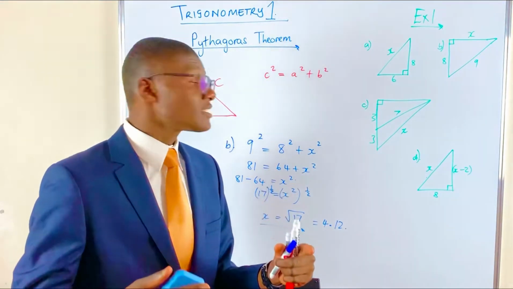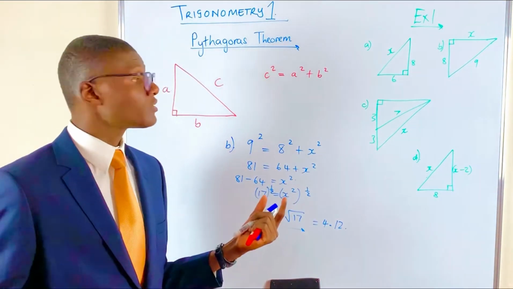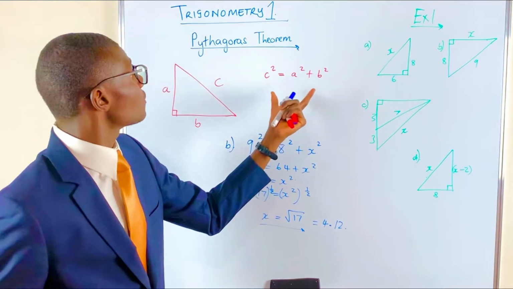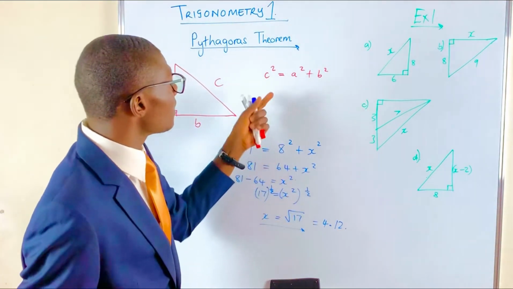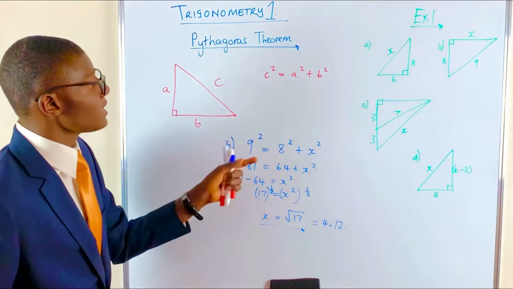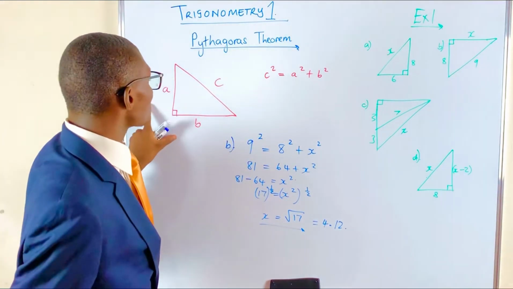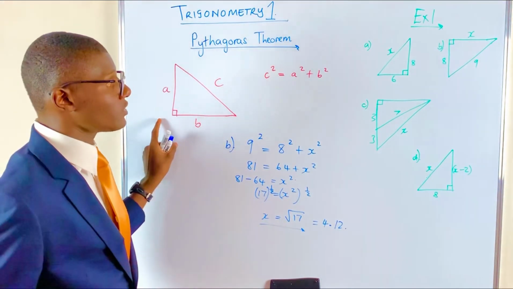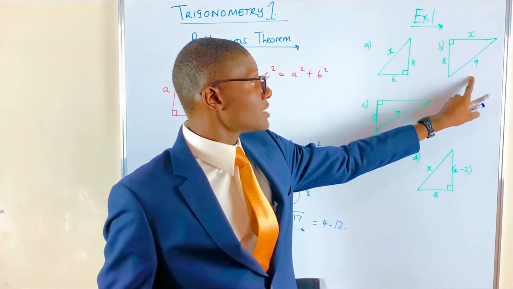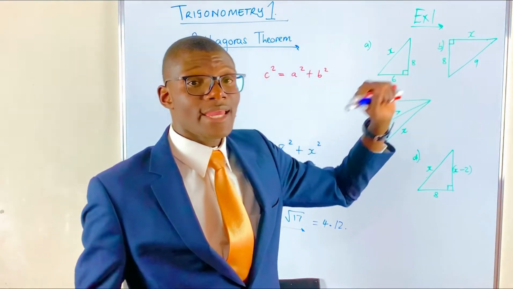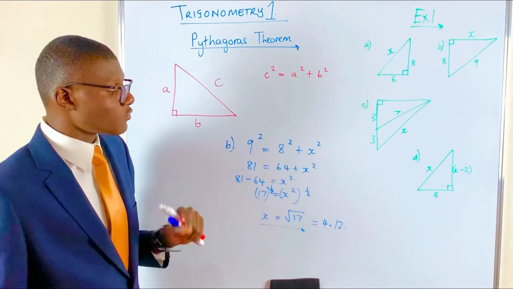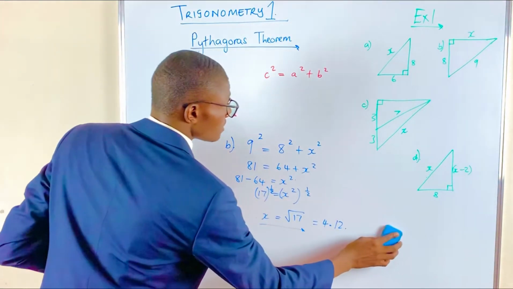So the trick is just to stick to the principle or the law of the Pythagoras Theorem. The square on the hypotenuse side is equal to the sum of the squares on the other two sides. So like we did here, 9 squared will be equal to 8 squared plus x squared. And then we simply solve for x. Now let's move on to C.